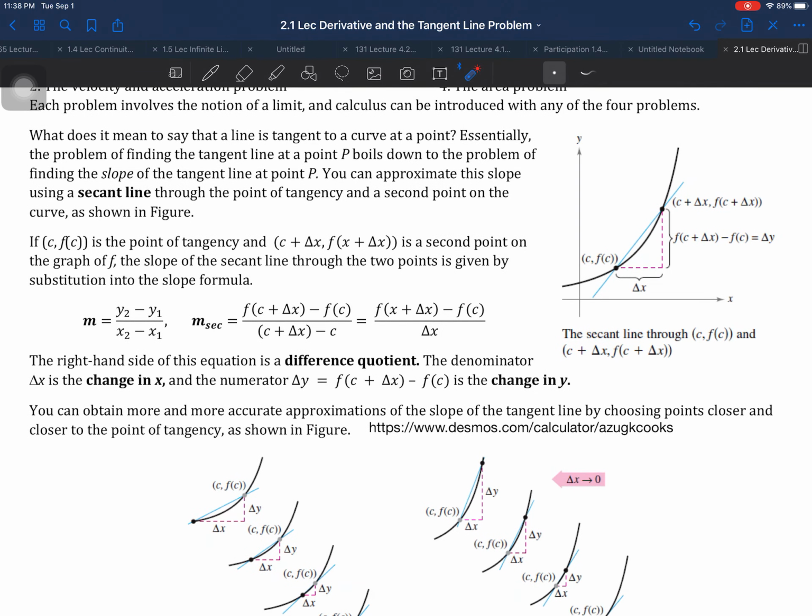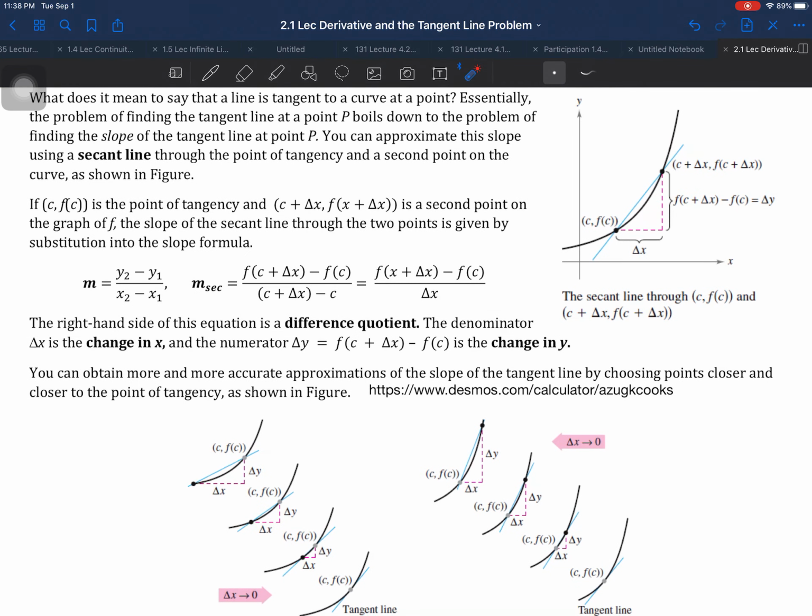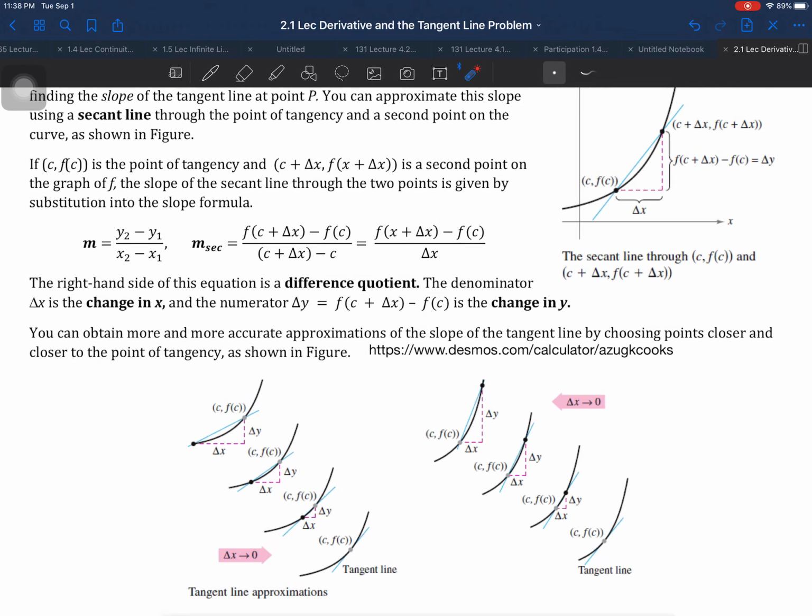In fact, you knew this formula before, known as the difference quotient. Now delta x is often referred to as the change in x. The triangle comes from the Greek letter D, which is delta. So this is delta x, a change in x. Same thing here, this is a change in y, which is the difference between the y values.